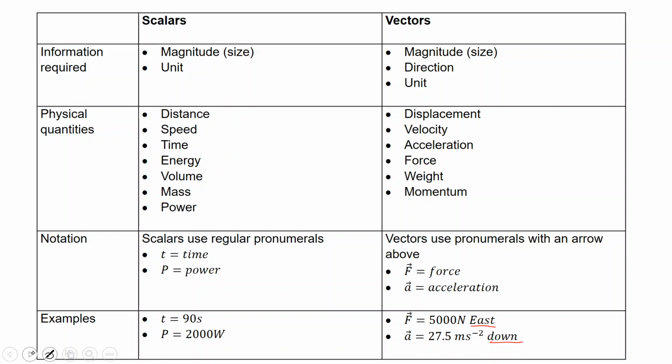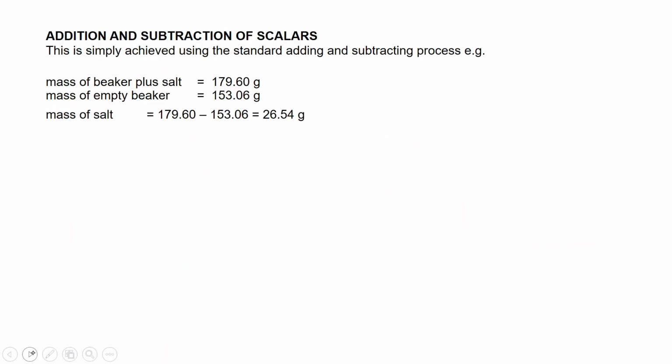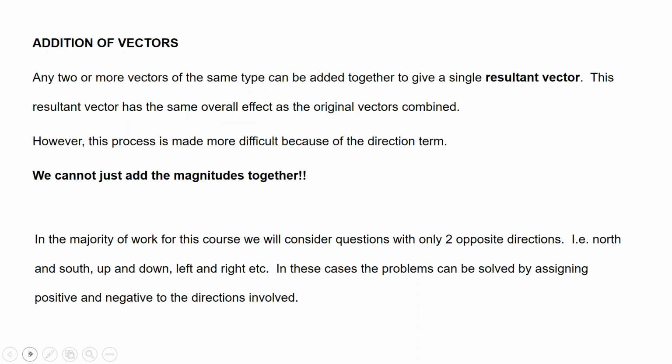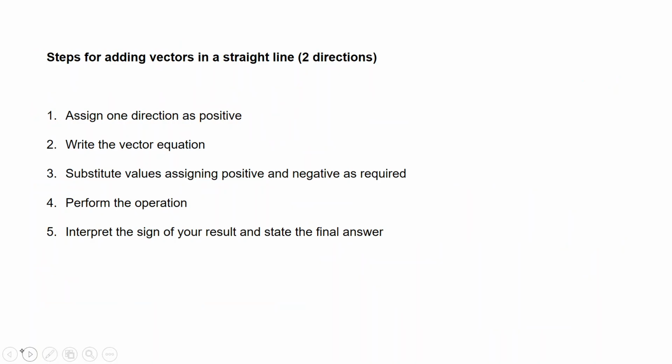Okay, let's keep going. All right, so addition and subtraction of scalars. You guys have been doing that since primary school. Adding masses, subtracting masses, it's just adding and subtracting numbers. It's not very exciting at all. Okay, addition of vectors. When we're adding vectors, we need to consider the direction of the two vectors that we are adding. Generally, we need to define a direction as positive.